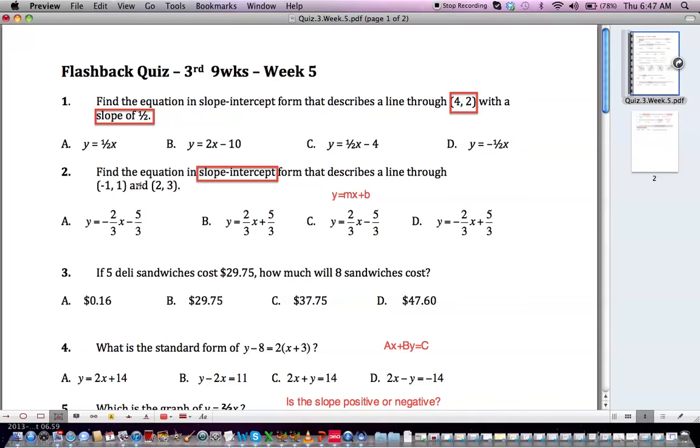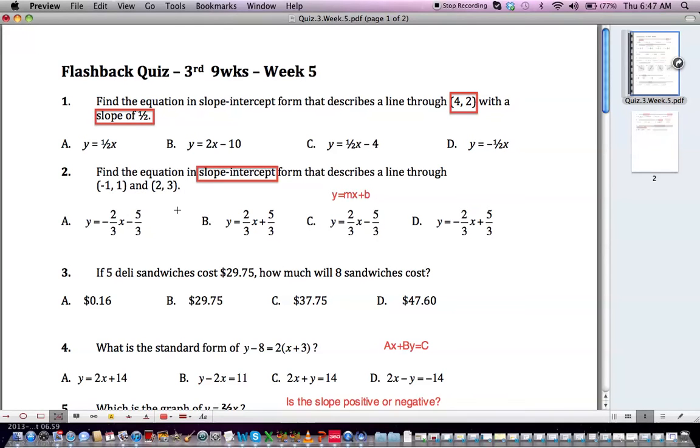Number 2, find the equation in slope-intercept form that describes a line through (-1, 1) and (2, 3). And you know slope-intercept form is y equals mx plus b. All right. So again, if you want to, you can try all these choices in your calculator and see which one of those lines has the ordered pairs (-1, 1) and (2, 3).